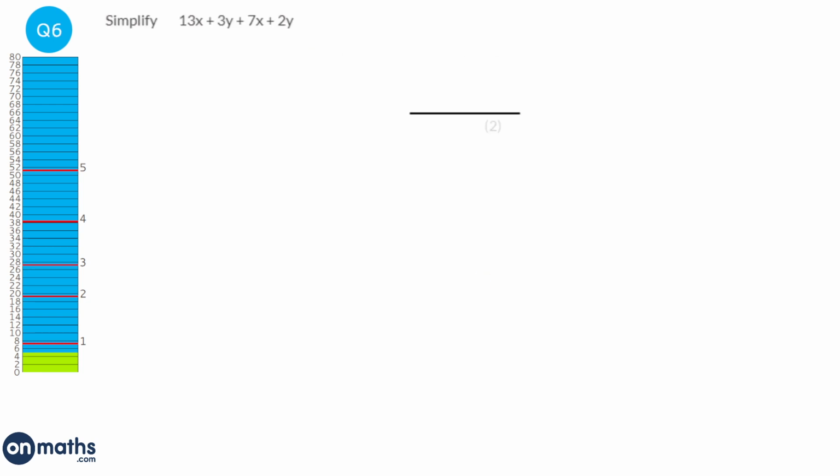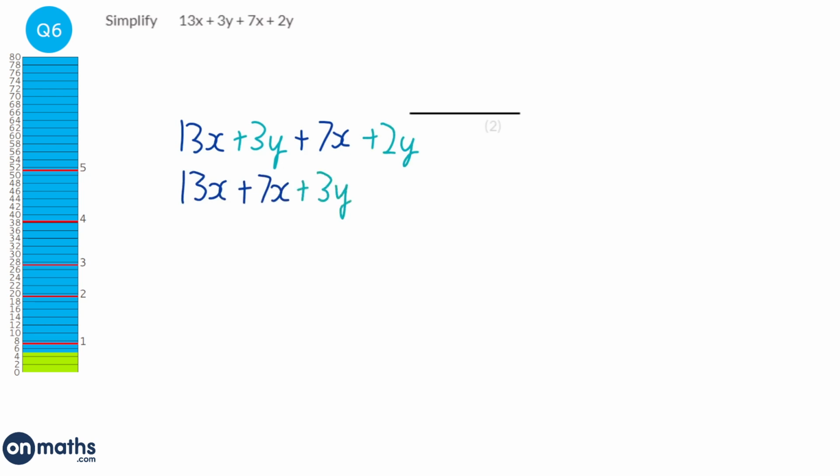When collecting terms, you've got to collect like terms. So we've got 13x, we've got a 3y. Now they're not like terms, but the 13x is a like term to the 7x. They're both x's, and the 3y is a like term to the 2y. So let's put the x's together. 13 lots of x plus 7 lots of x, and let's put the y's together. 3 lots of y plus 2 lots of y.